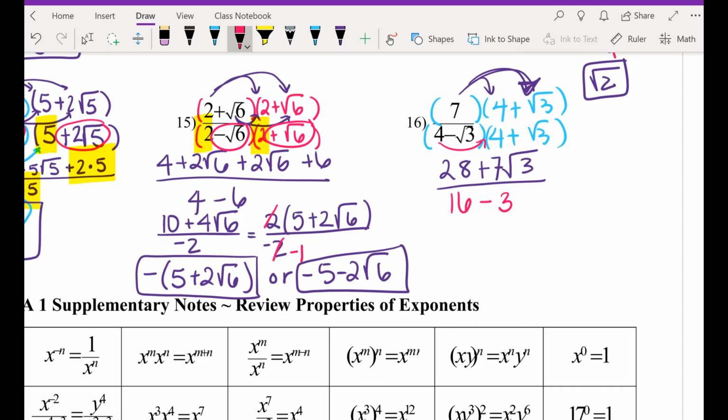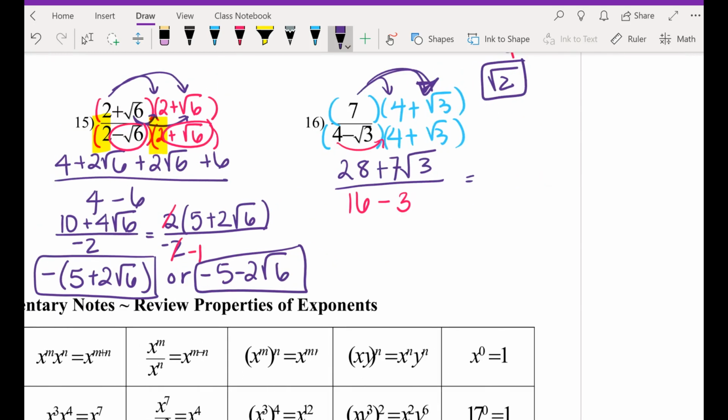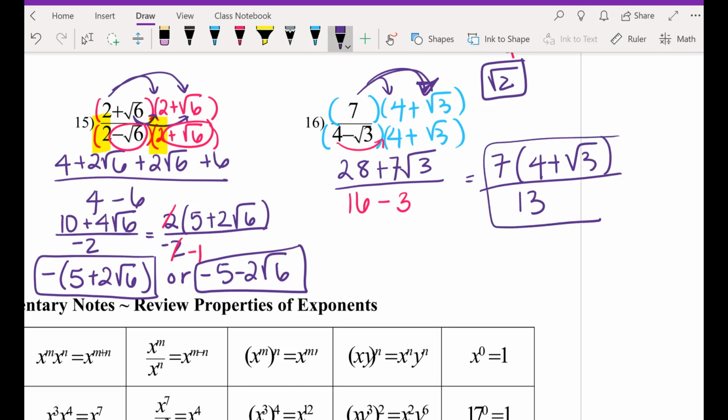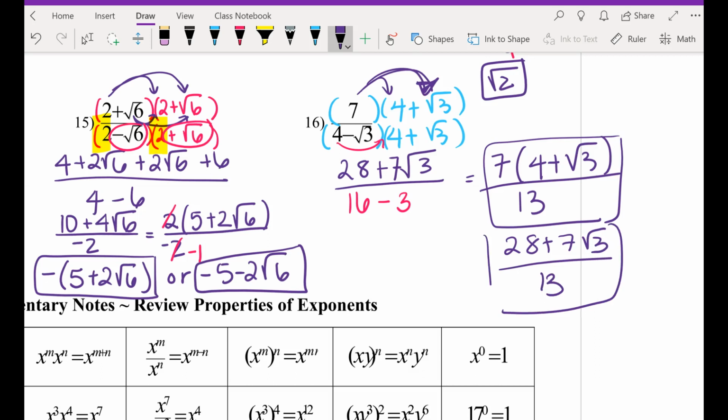Good. Thank you. Then on the top, can I factor out anything in the top? Yeah, what can you factor out? It's 7. So you're left with what? 4 plus radical 3. On the bottom, we do have 13. But even if it's factored or not, can you see that you can't reduce? So technically, I will accept non-factored because you can't reduce anyway. So either form will be perfectly okay. So this or that. Okay.